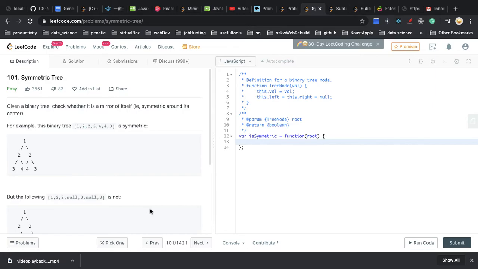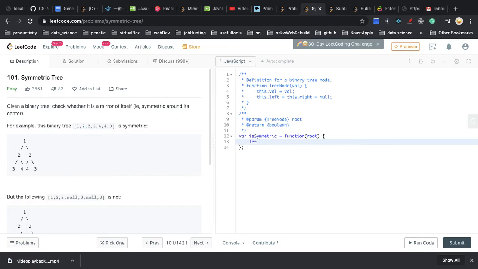For example, we can go through this tree and first compare these two nodes and find out if they are symmetric. It's similar to how we check if two trees are the same, only that we have to reverse the left node and the right node when we call the recursive function itself. So now let's get into coding.